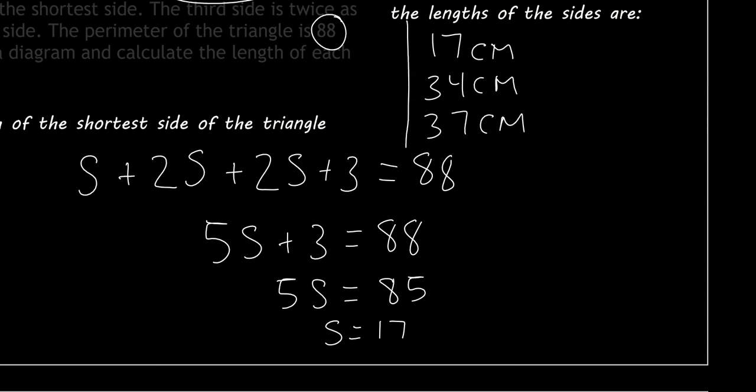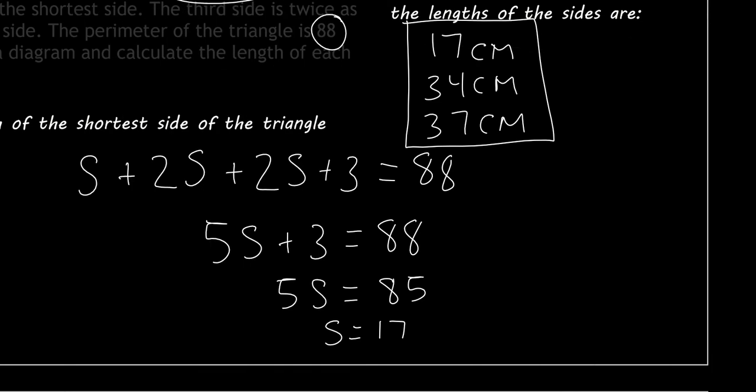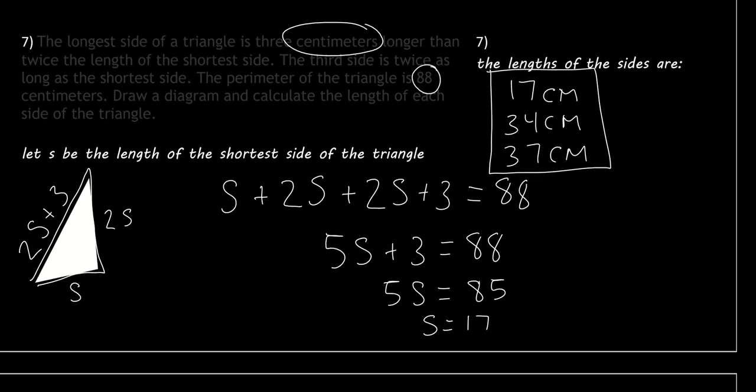And of course, an important check here is that those 3 numbers should add up to 88. And in my mental state, I'm just going to do the 17 plus the 34 plus the 37 is indeed 88. So this answer checks nicely for us. So that's the end of page 2 of this test.